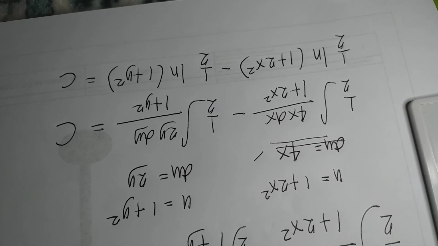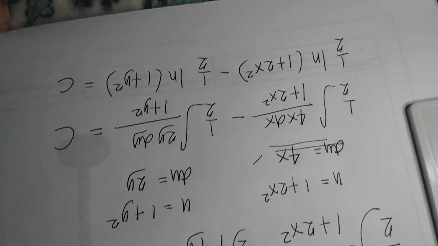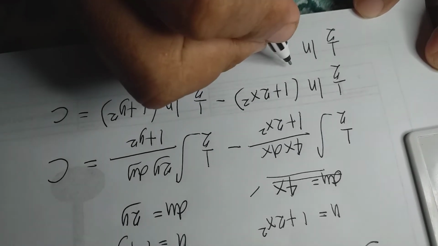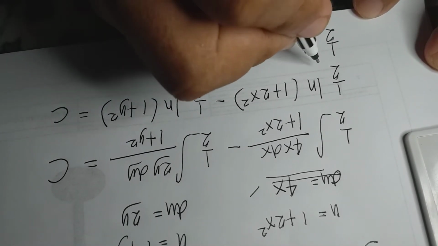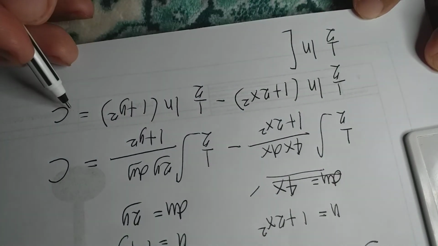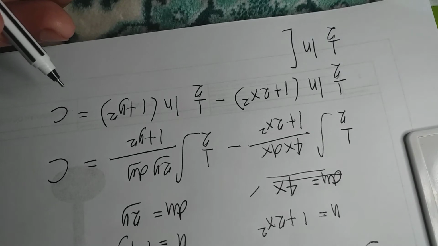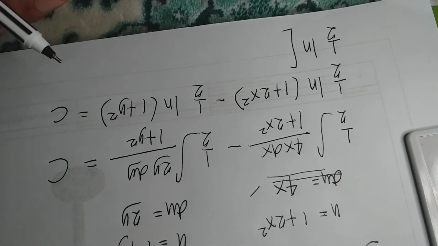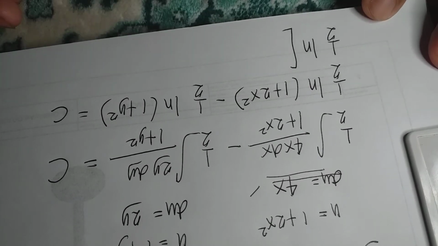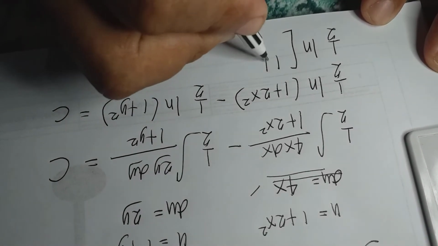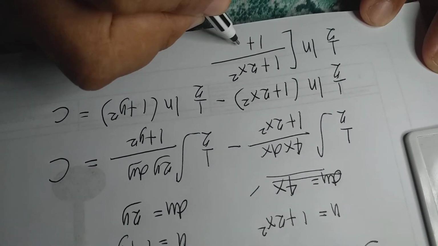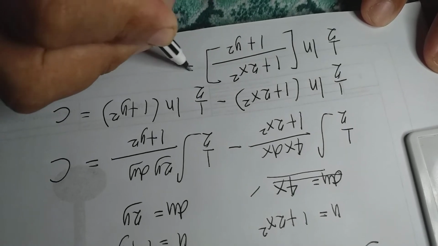So the common factor is 1/2. So we have 1/2 ln of... what do we do in the subtraction of logarithm? For subtraction of logarithm, if we are going to combine these two, we have to divide. So we have 1 plus 2x squared over 1 plus y squared is equal to c.